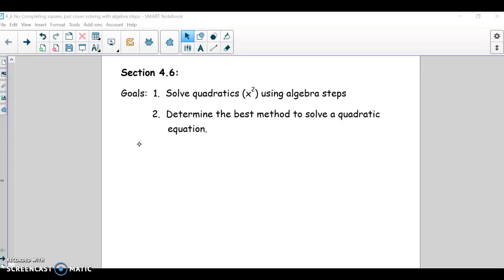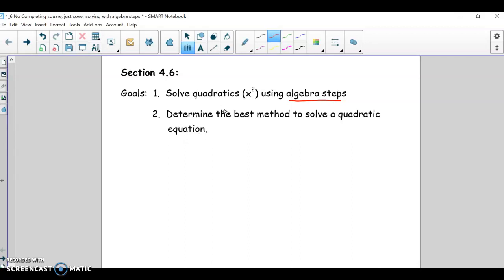All right, this is section 4.6, and we're going a little bit off from what the book has here, but our main part of the second part of chapter 4 is to solve quadratic equations, and we're just learning a bunch of different methods. So in this video, we'll have one new method called algebra steps, and then at this point, we should have three methods, which we'll talk about here in a second.